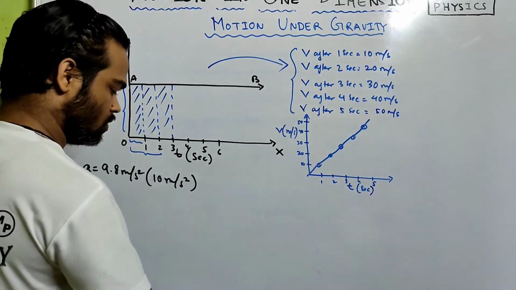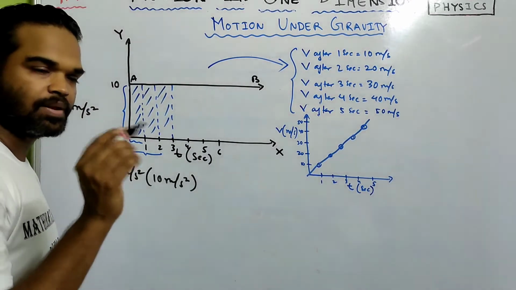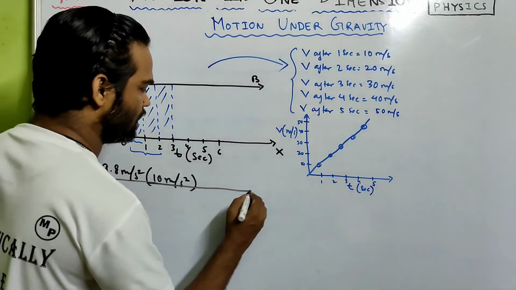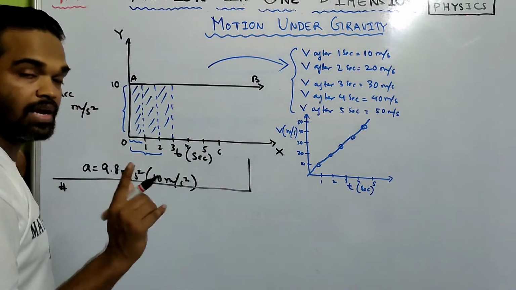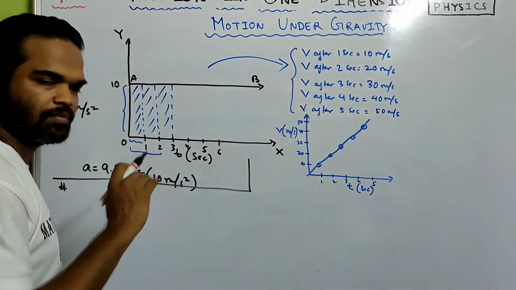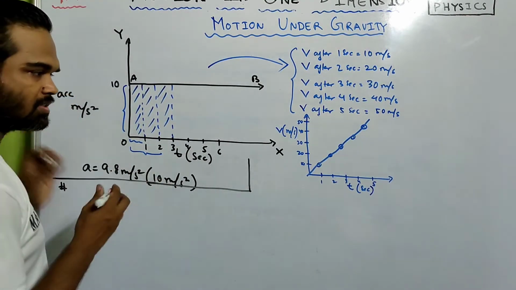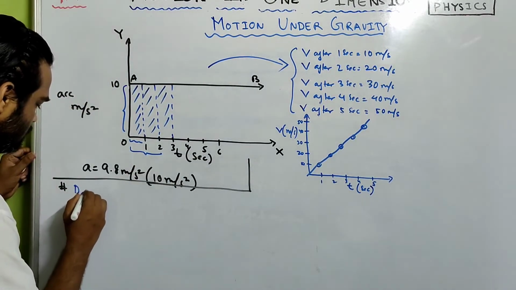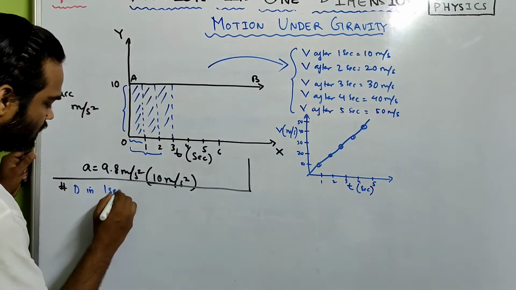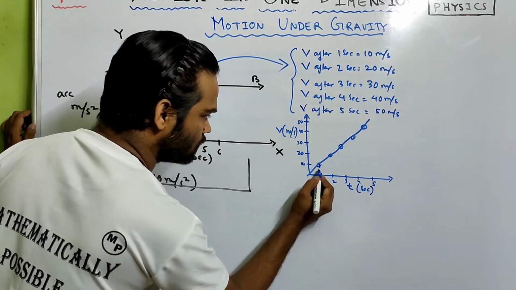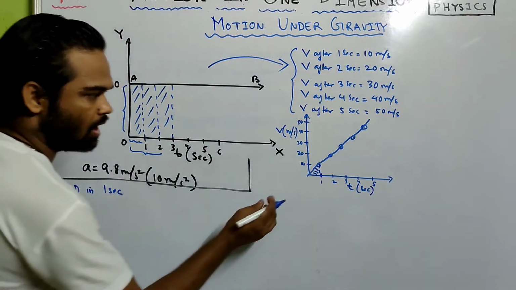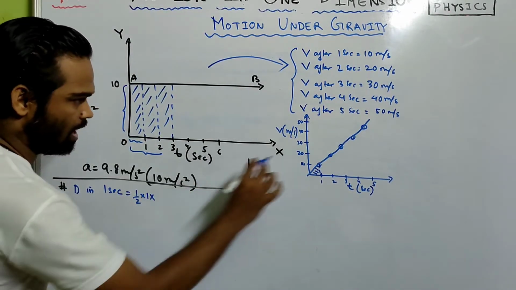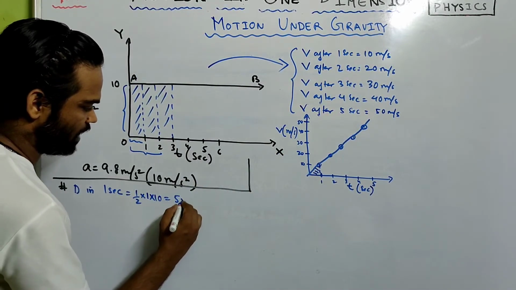Now from this we can get the displacement time graph. Look over here. How do you find the displacement from velocity? Area. We have done it earlier in my previous video. You can check the playlist. Now, displacement in 1 second. So this is the area. Half multiplied by base. Base is 1 and height is 10, which is 5 meter.